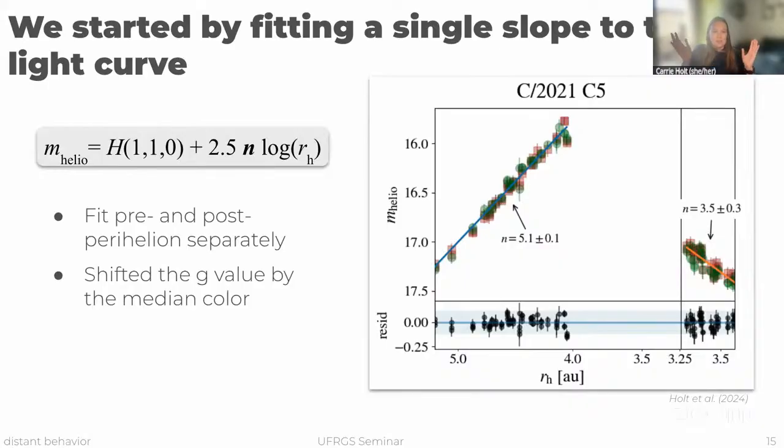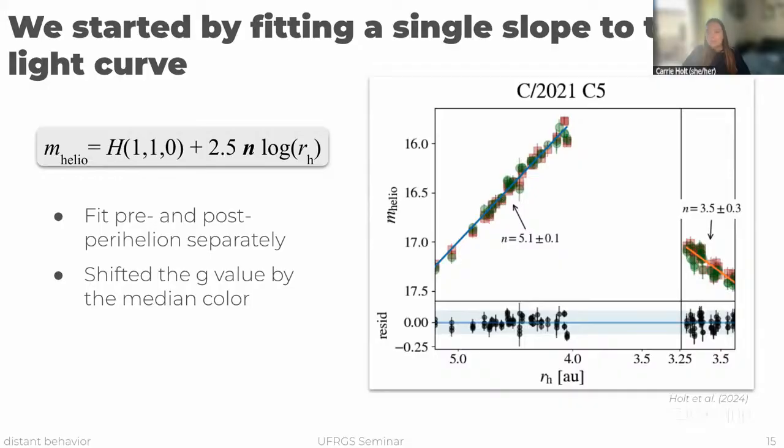So once we have this data set, we start by doing the traditional model. Let's see what the slopes are. Does this work? Are they any different? So we fit this value, the N value here. Essentially, think of it like the slope of brightening.